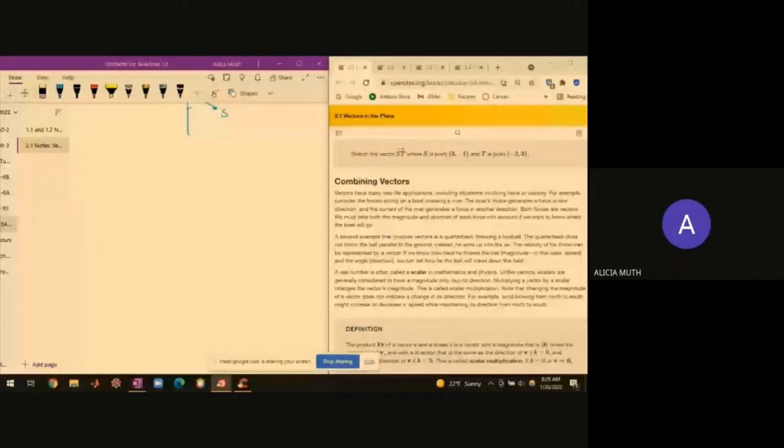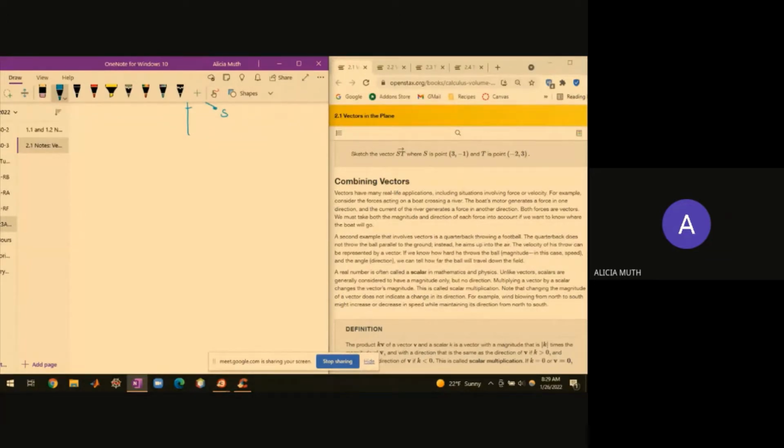All right, so let's get into the conversation of combining vectors. Vectors have many real-life applications, including situations involving force or velocity. So for example, consider the forces acting on a boat crossing a river. The boat's motor generates a force in one direction, and the current of the river generates a force in the other direction. Both forces are vectors, so we must take the magnitude and direction of each of them into account if we want to know where the boat will go.